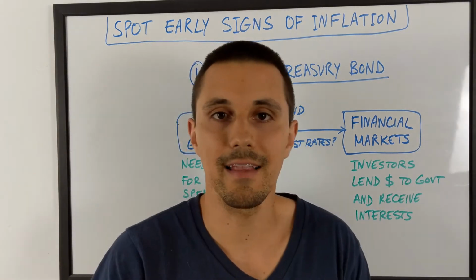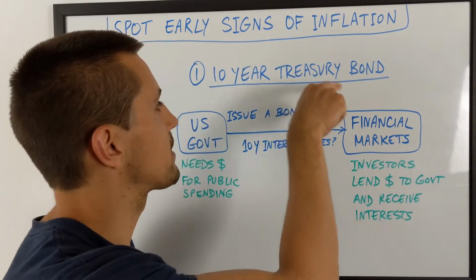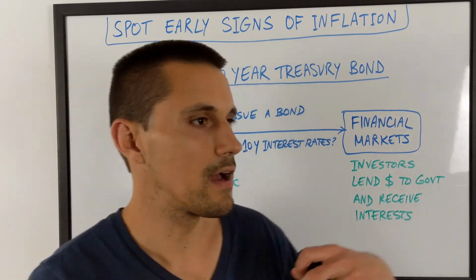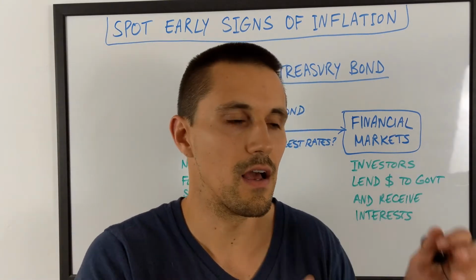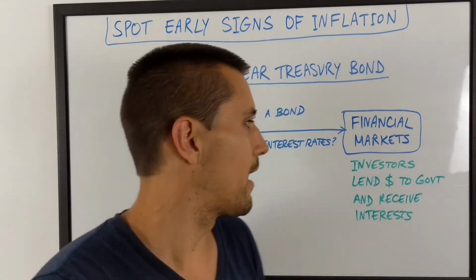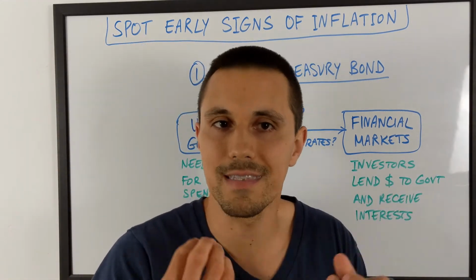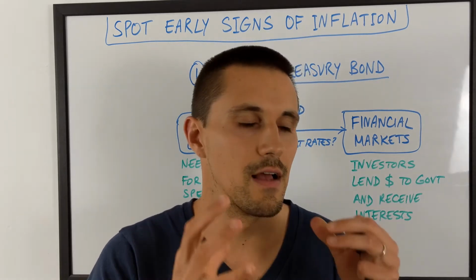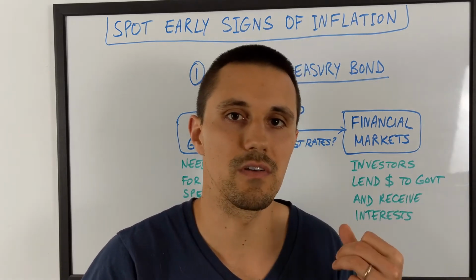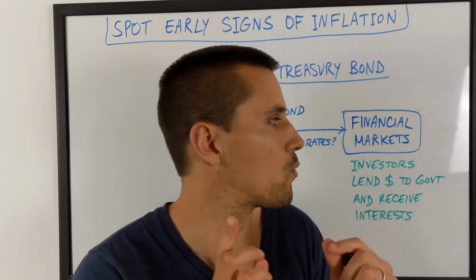So in this case, of course, the financial markets will lend to the US government, but of course they will not lend money for free. For a 10-year period, they will say, we lend you money for 10 years for this interest rate. And this interest rate is exactly what all the savvy investors are looking at, especially when it comes to inflation. So now the big question, why?